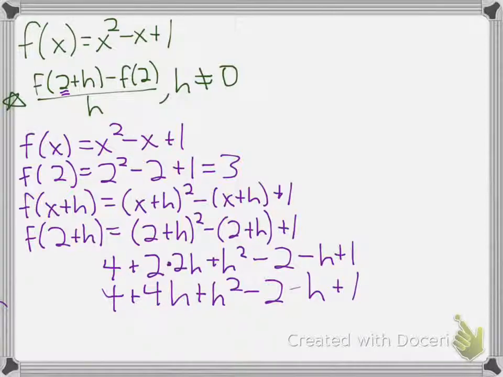And I have a 4h. So let's get some things out of the way here. 4 minus 2 plus 1 is 3. So these are taken care of. 4h minus h is 3h, and then h squared.